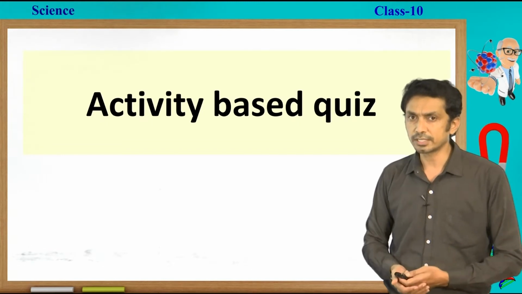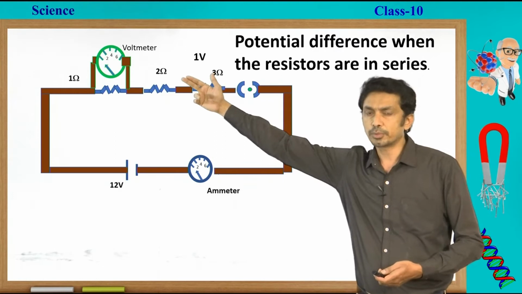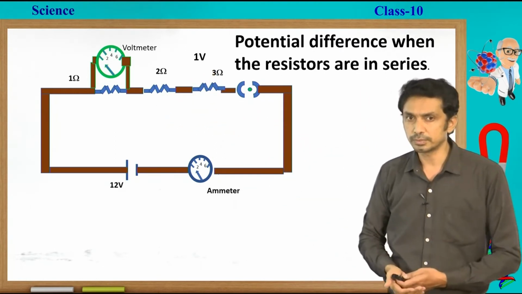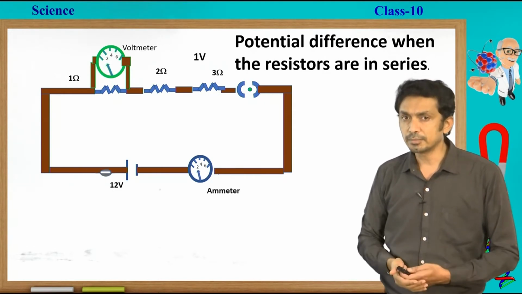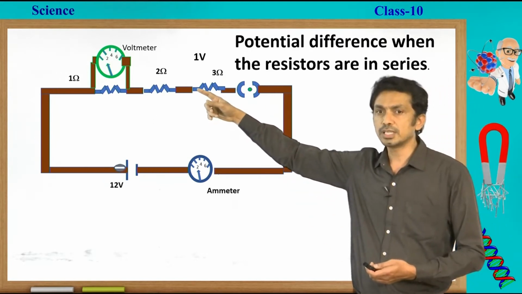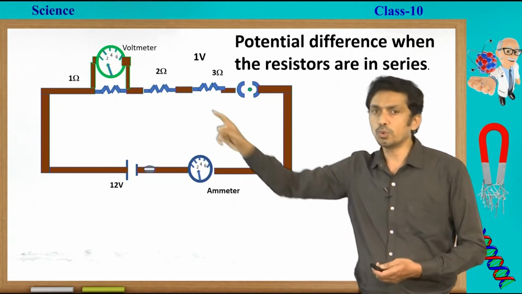Come, let us go into this activity. So what will be the value of the potential difference across the resistance 1 ohm is the question to you. Yes, come, let us see what you have thought is right. Yes, as you can see, the potential difference is 2 volt.